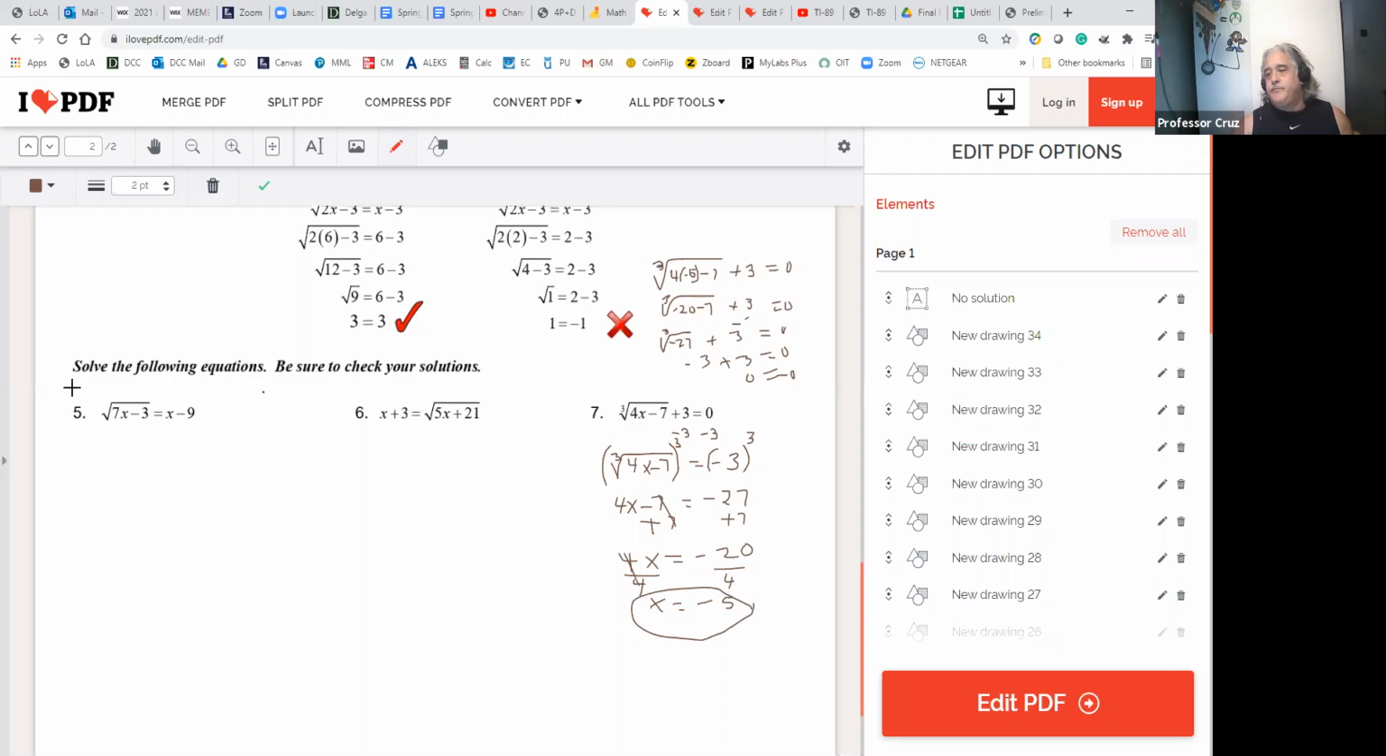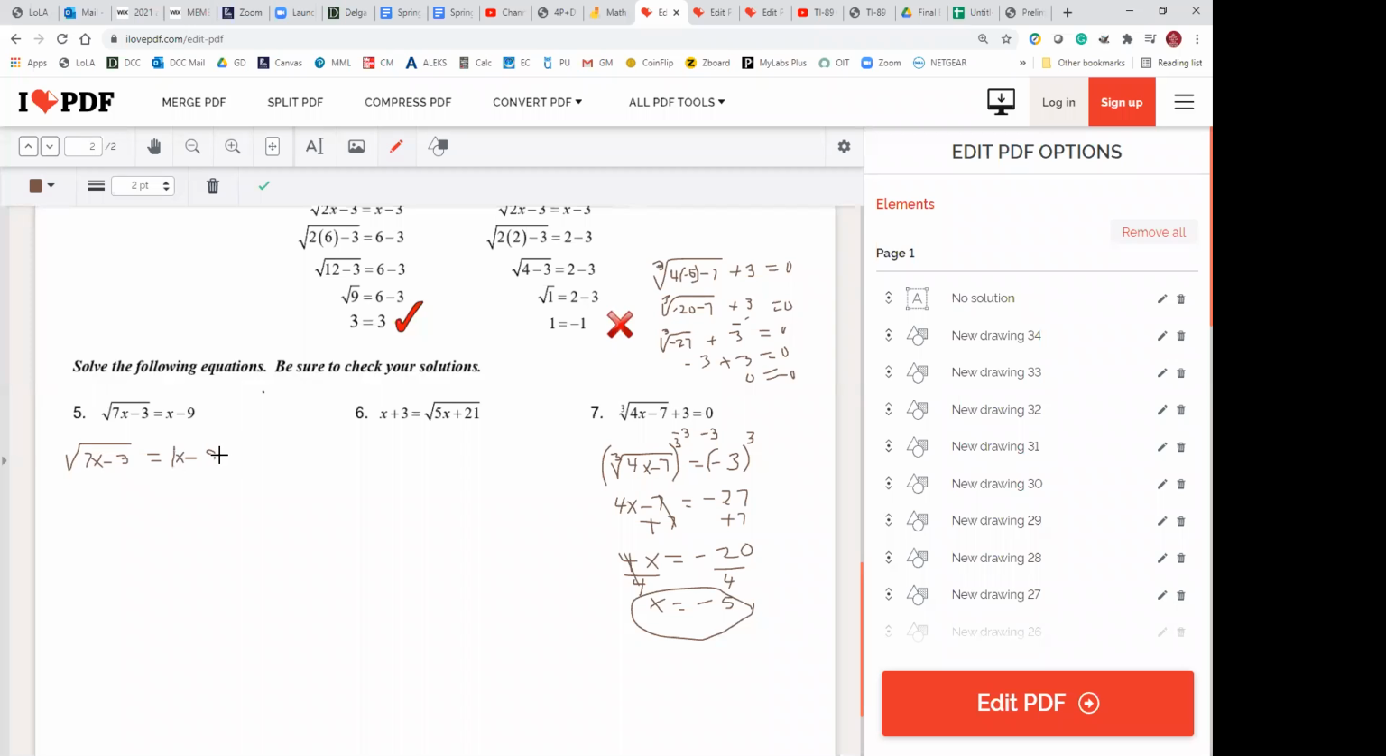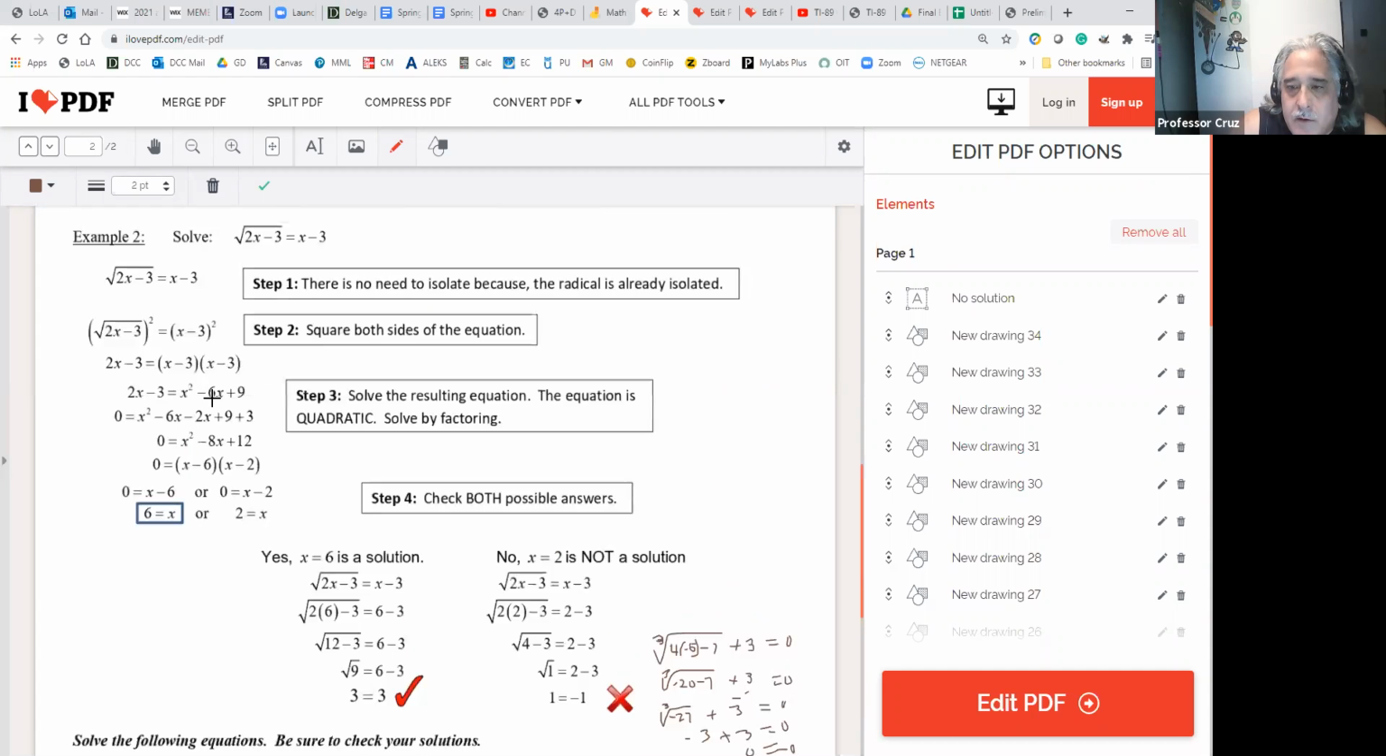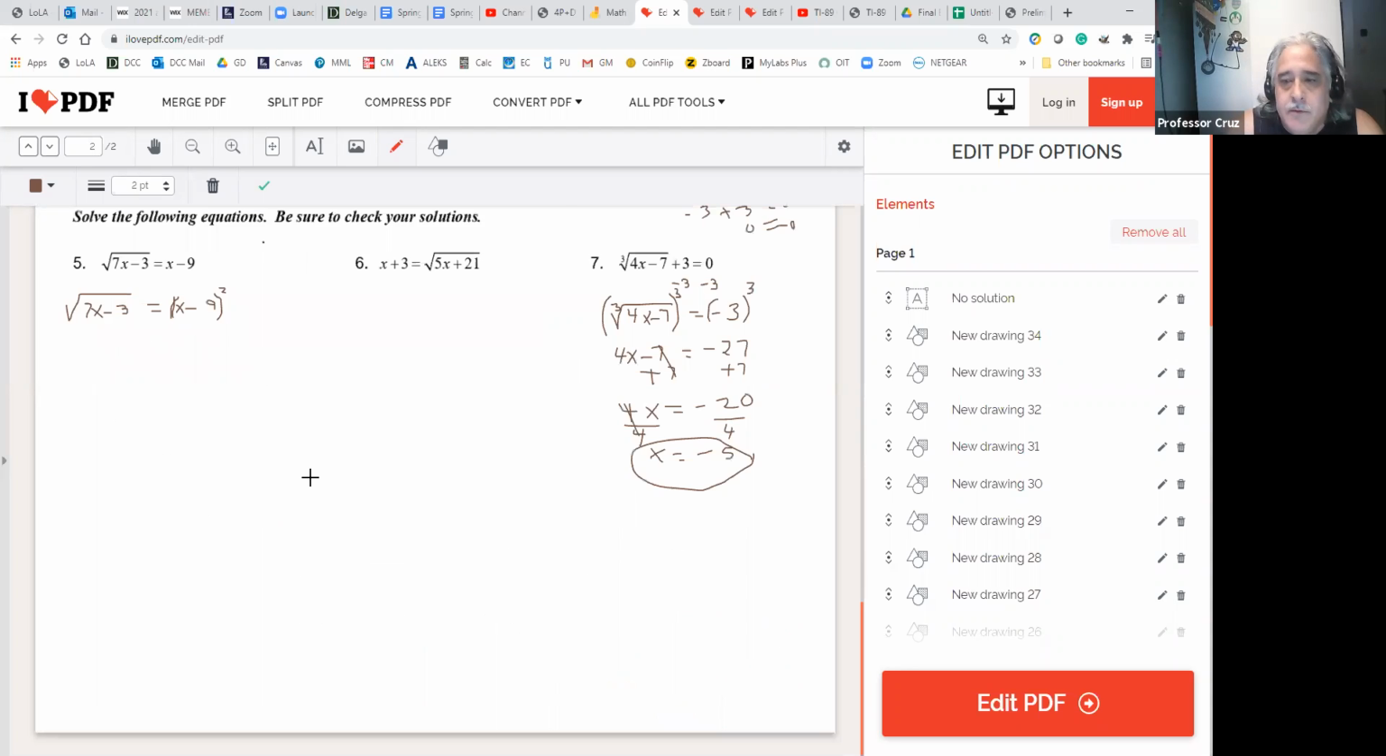All right, so let me set this one out. This one, it's already isolated. The problem is you've got the binomial over there, so you gotta square it. And like I said, use whatever method you understand. If you want to FOIL it, I like to use the formula from 5.6 or 7, whatever it was. It's called the sum of squares.